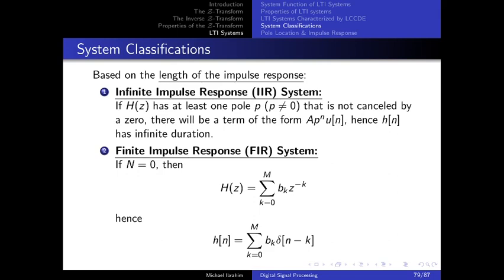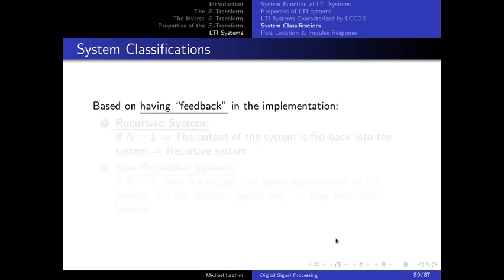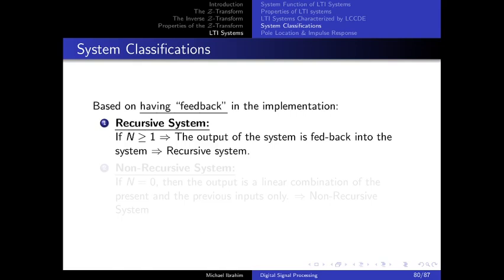And hence the impulse response will simply be some shifted impulse. Z to the power minus k will give you delta of n minus k. We can also classify systems based on having feedback. Recursive systems have feedback. Recursive systems are systems whose output is fed back into the system. And in this case, having feedback will result in having poles. And poles will give us an impulse response with the term p to the power k times u of n, which is an infinite impulse response system.